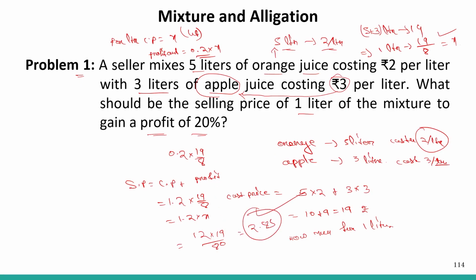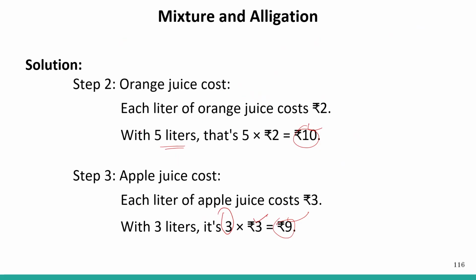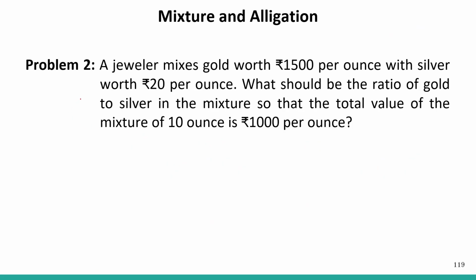Okay, so this will be the correct answer. Let's go forward with problem number 2 and see what it brings to us. A jeweler mixes gold worth 1500 with silver of 20 rupees per ounce.